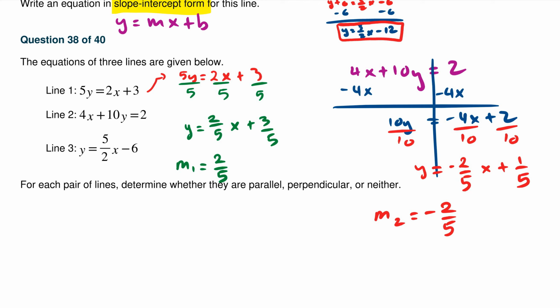And the last one, m3. Line 3 is y equals 5/2x minus 6. So m3 equals 5/2.